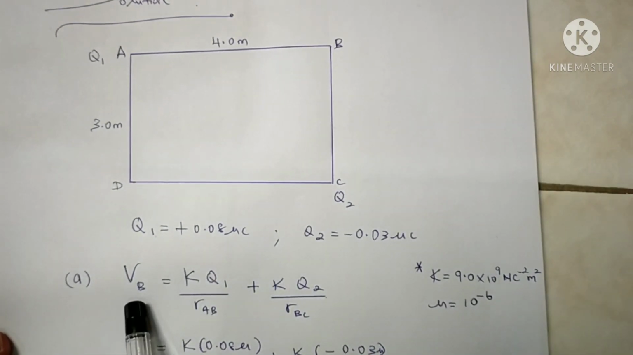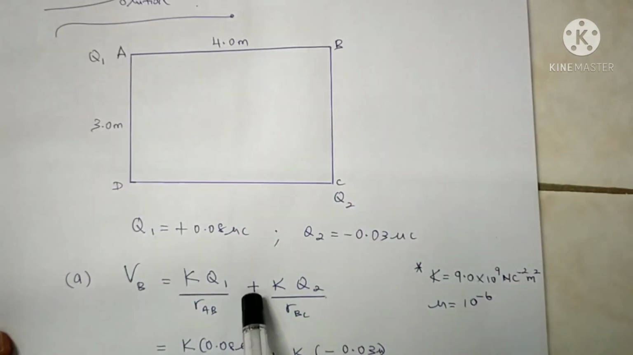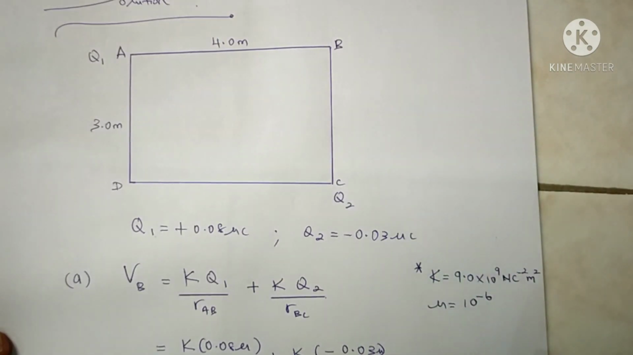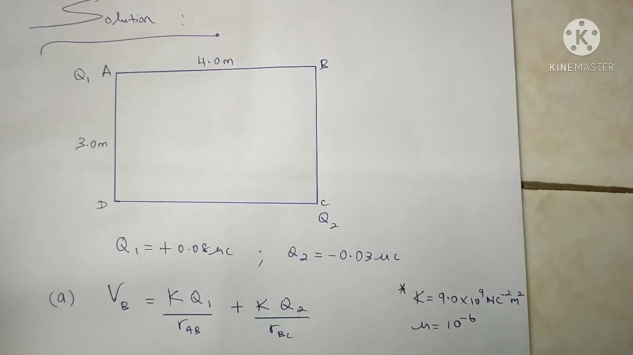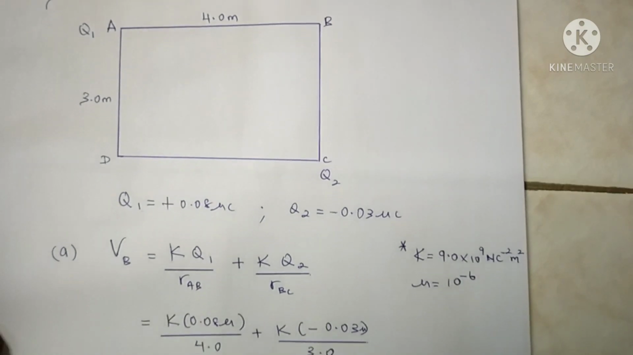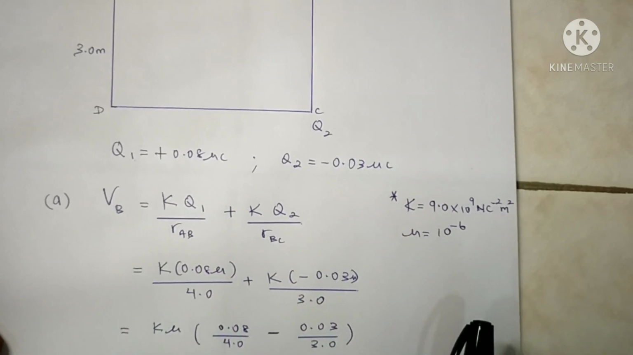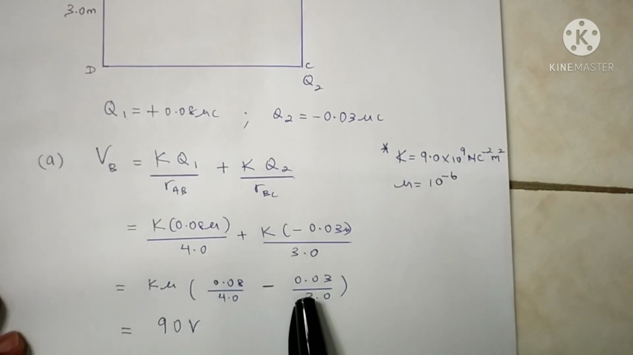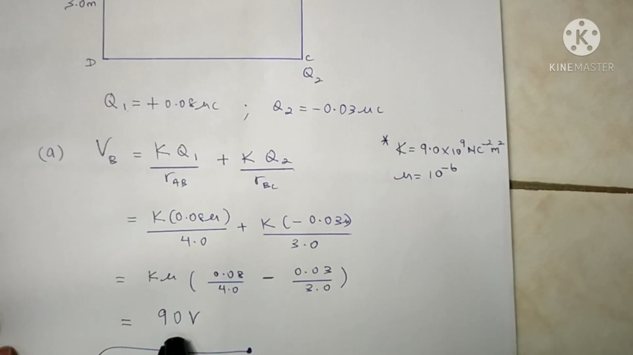So VB, electric potential at point B, is K Q1 over RAB plus K Q2 over RBC. Positive sign or negative sign are dependent on this electric potential. So we have to consider positive sign and negative sign in the part of calculation. So we substitute all the possible values accordingly into this equation and finally we can get electric potential at point B is 90 volt.